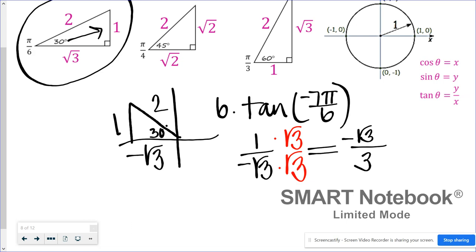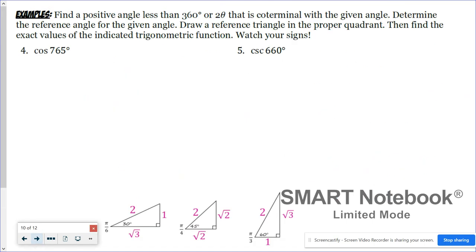Okay, but dealing with the angle is the biggest part. So that was number 6. So let's take a look at number 4. 4 is cosine of 765 degrees. So think about that 765. It's too big, right? So I should subtract 360.